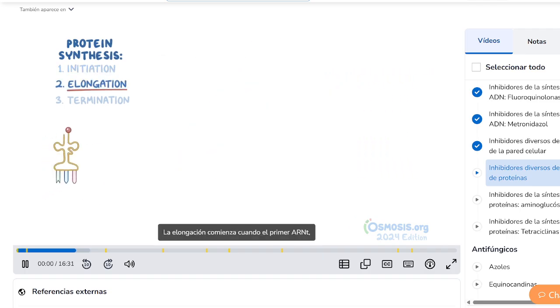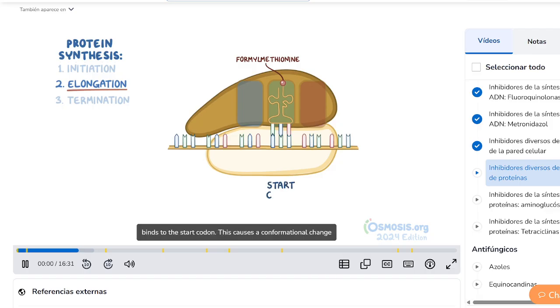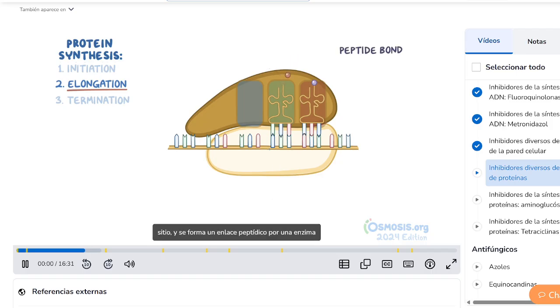Elongation starts when the first tRNA, carrying a formyl methionine amino acid, enters the P site and binds to the start codon. This causes a conformational change which unlocks the A site for the next tRNA. That next tRNA binds at the A site. The amino acid detaches from the tRNA in the P site, and a peptide bond is formed by an enzyme called peptidyl transferase between the amino acids in the P and A sites, a process known as transpeptidation.